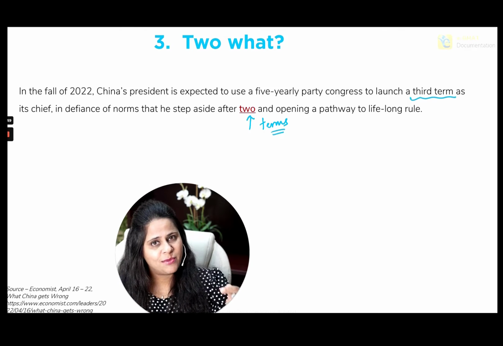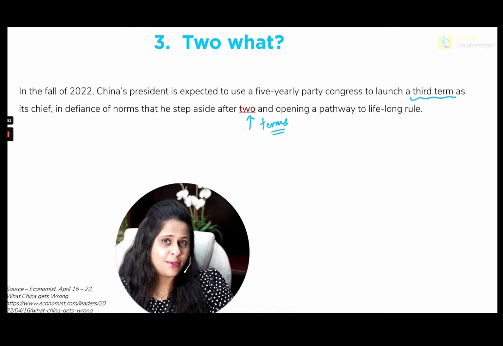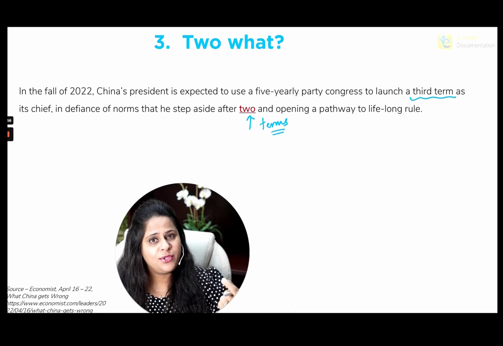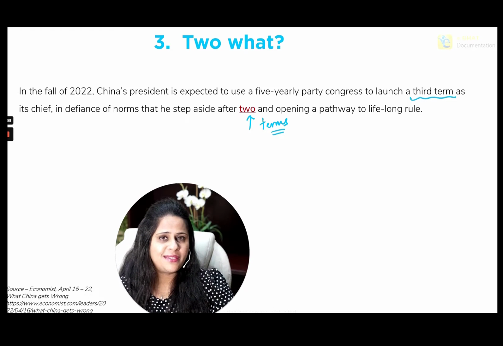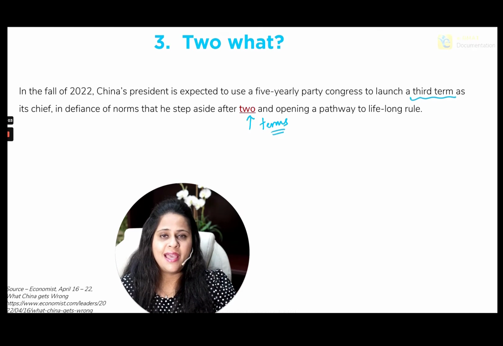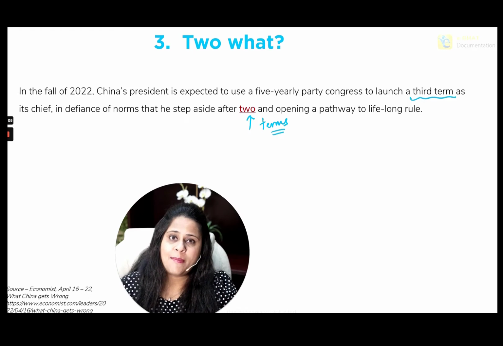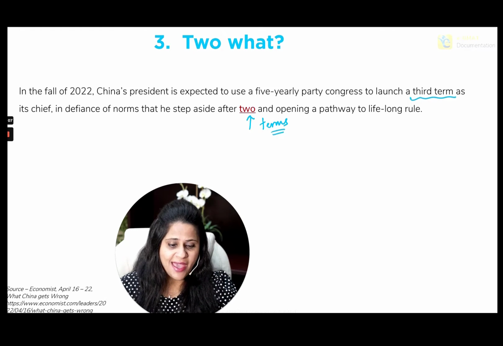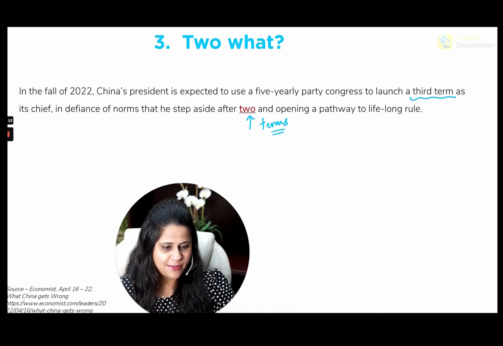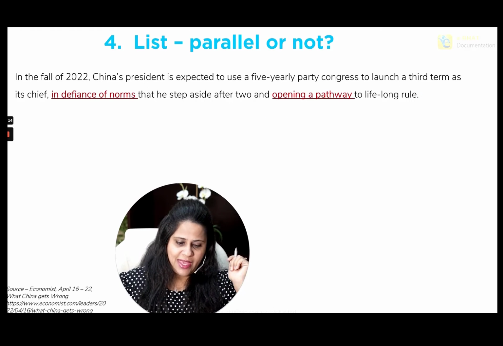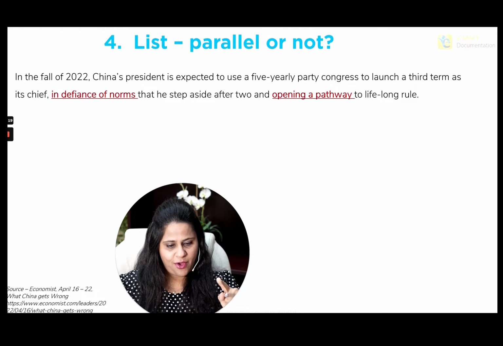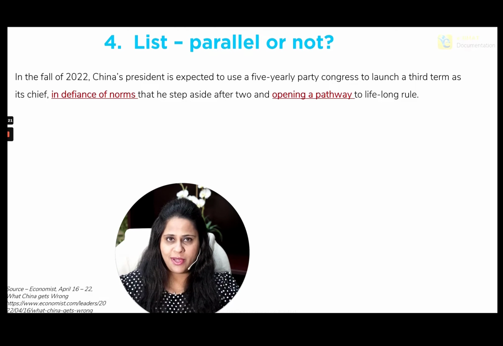And this is the application of the concept of ellipses, okay? For the sake of brevity, the author can choose to eliminate certain words, to omit certain words, as long as the meaning that the sentence communicates is not lost, does not become ambiguous. Okay, so another learning here of the application of the concept of ellipses. Okay, last one. Let's take a look at this list. In defiance of norms and opening a pathway to lifelong rule.